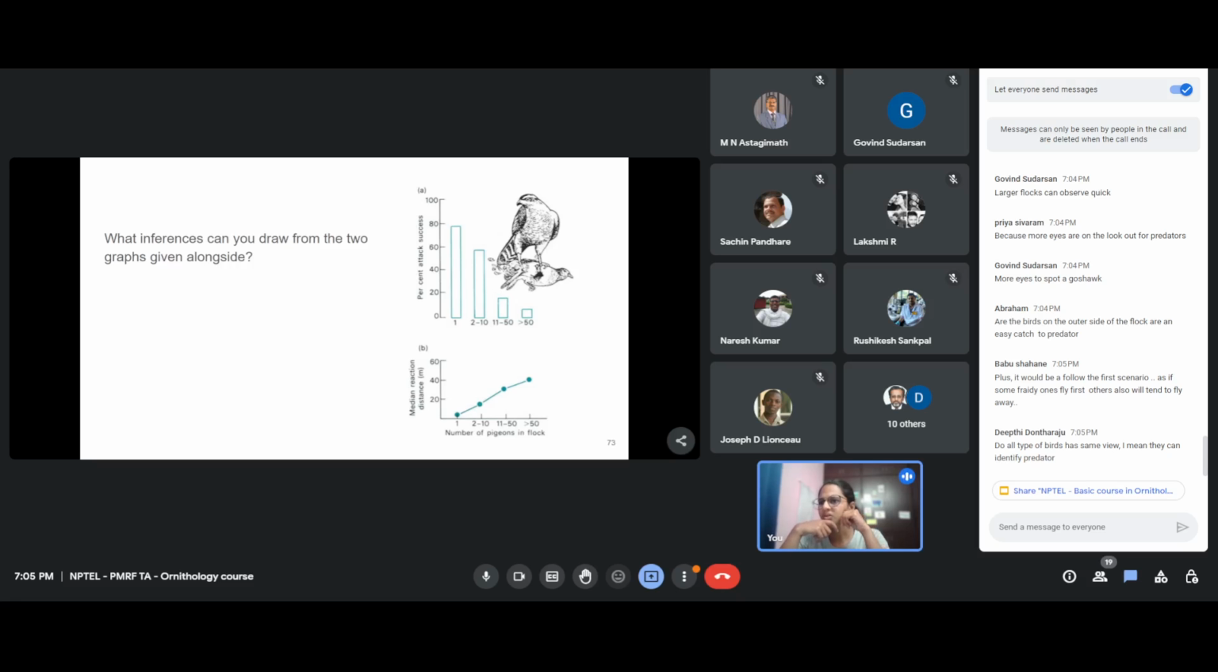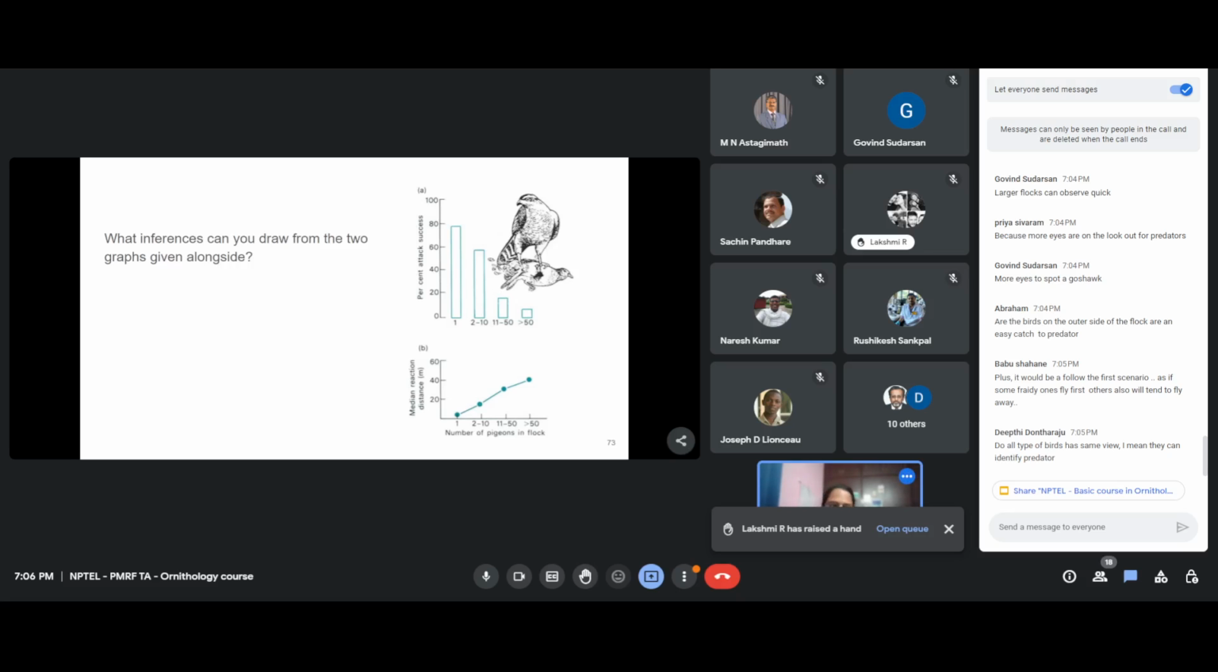Okay. Do all types of birds have the same view? Yes, I think all of them can identify what is a predator and what is not. In several bird species, like babblers that are group flocking or group foraging species, you also have certain individuals that are sentinels, right? So they are on the lookout for predators while the rest of them spend time foraging. So in certain group structures, they have role designations.